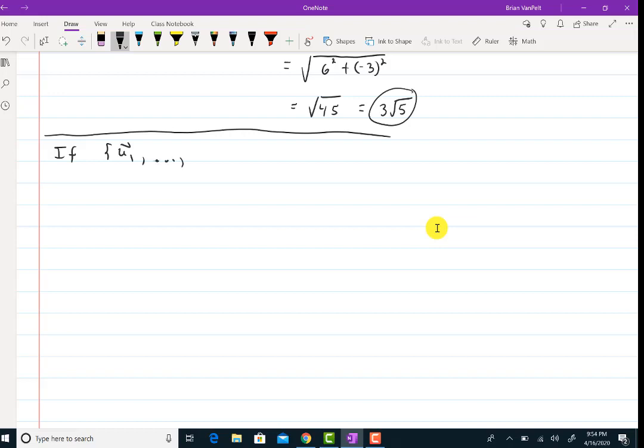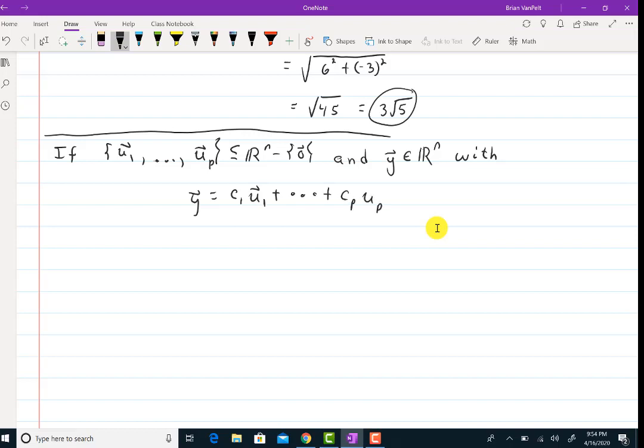Now, if u1 up to up is a collection of non-zero vectors, and y is in part of the n with y equals c1 u1 plus dot dot dot plus cp up.